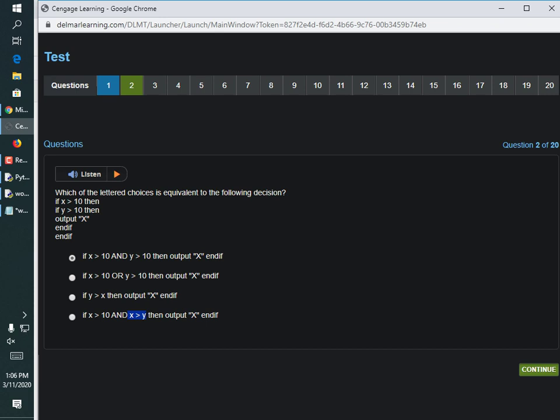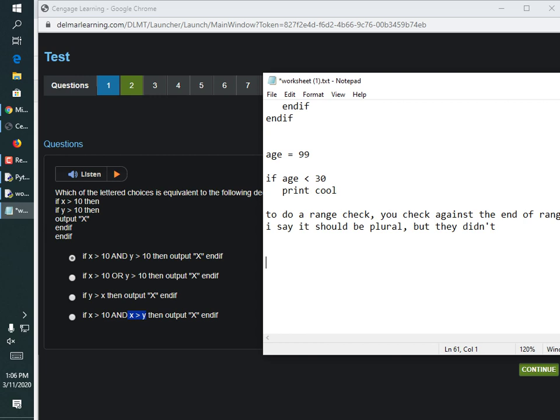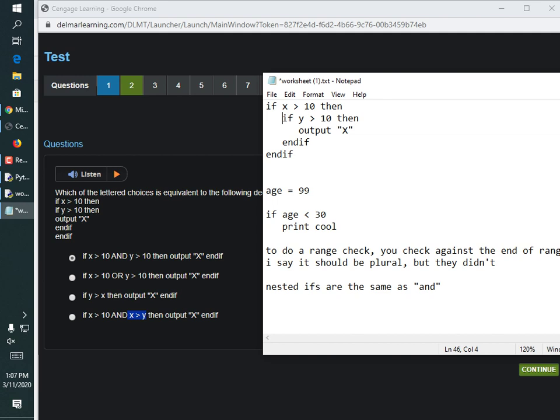So that's definitely wrong. I'm going to make a comment in my notes to the effect that nested ifs, which is an if inside of an if, like I had up here, an if indented inside of an if, nested ifs are the same as and, because they both have to be true. If this wasn't true, it wouldn't get to that one. If this is true, but this one's false, it's not going to get here. Hope that makes sense.